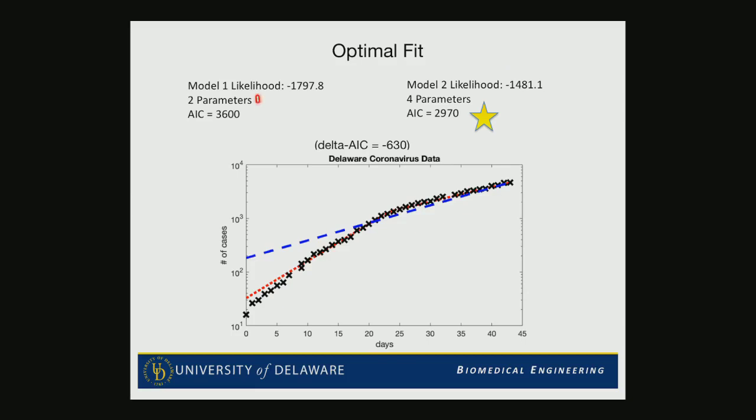So this first model had two parameters, and so the calculation for AIC is going to be 2 times 2, so 4, minus 2 times the log likelihood. That comes out to an AIC of 3,600. Model 2 had 4 free parameters, so AIC becomes 8 minus 2 times this, 2,970. Remember, for AIC model selection, the one with the smaller AIC wins. That's the better model. So this one is better. And in terms of how much better, we can talk about the delta AIC between these two. That works out to 630, or minus 630.